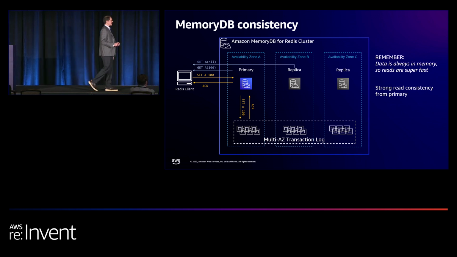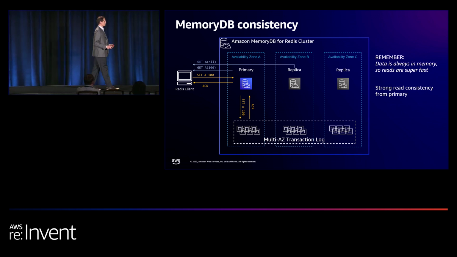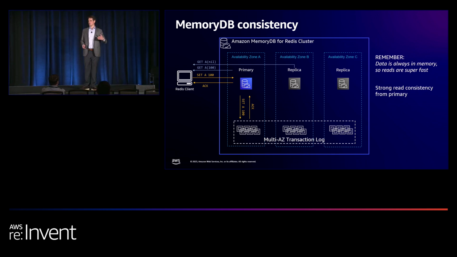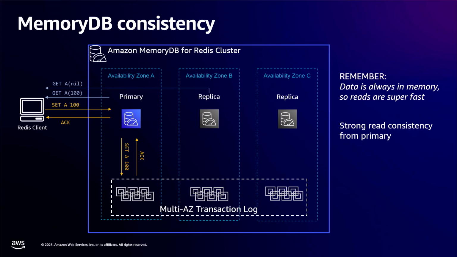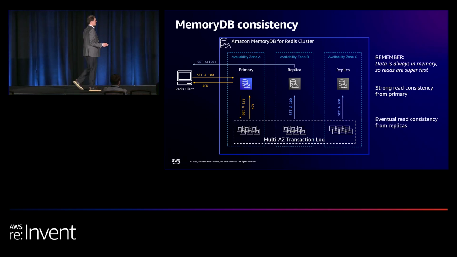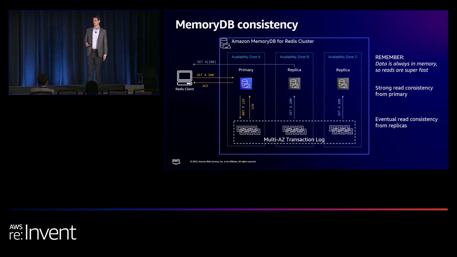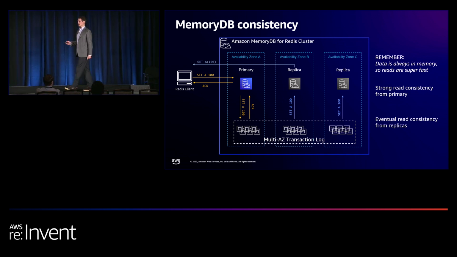However, since we replicate data asynchronously to the replicas, if you attempt to read a key immediately after it's written to the primary from one of the read replicas, you're not guaranteed to get the most up-to-date result. So there's a slight delay, and that's eventual consistency. So the transaction log does provide that multi-AZ persistence layer, and the read replicas depend upon it as a source of truth. However, the replicas are kept up to date in well under a second, a few hundred milliseconds typically.